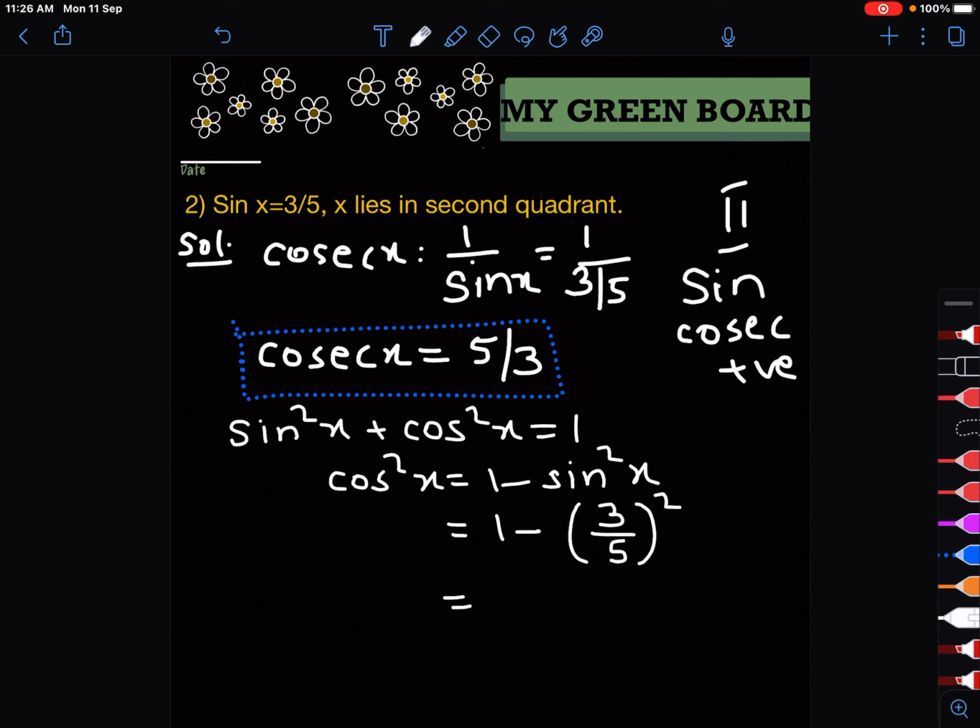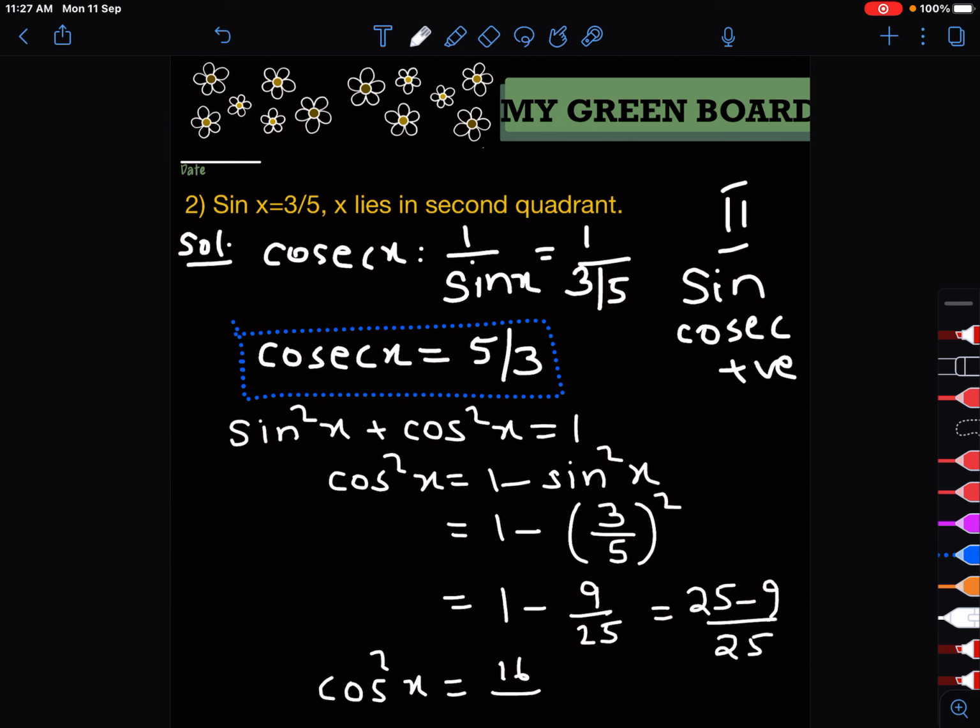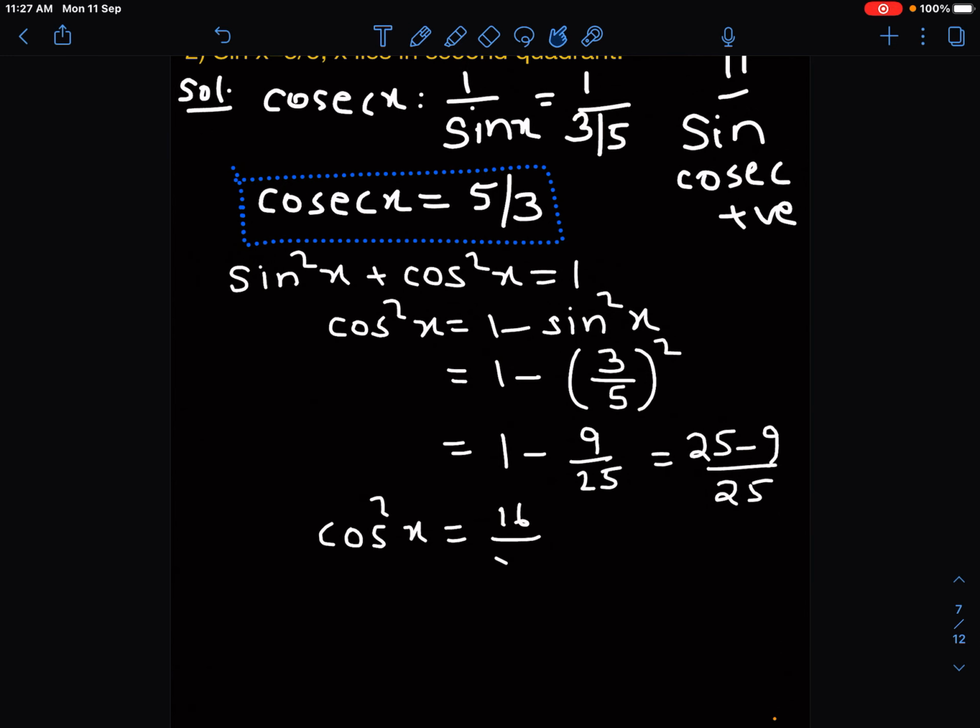So we have 1 minus 3 3s are 9 by 25. So 25 minus 9 by 25. 25 ones are 25, minus 9 by 25. So cos square x we are getting as 25 minus 9 by 25. So it will be 16 by 25. Okay, children, any doubts, please let me know. Now we'll be getting it as 16 by 25.